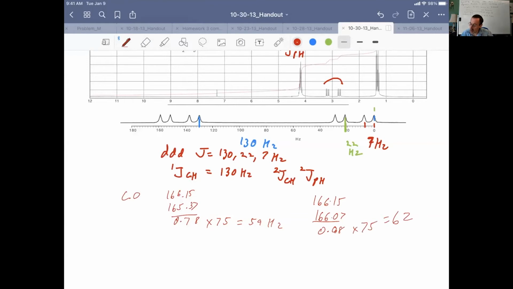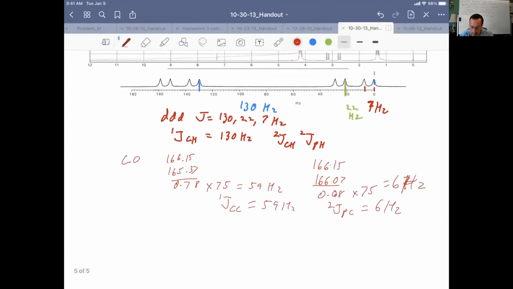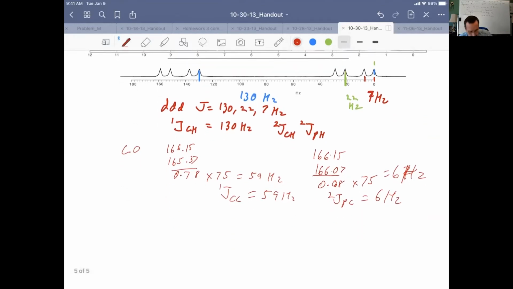And so again, our one bond coupling is going to be the biggest. So that's our J1CC equal to 59 hertz. And this is our J2PC, and that's 6 hertz. And then I can go ahead and we can look at the other doublet of doublets, the CH2.